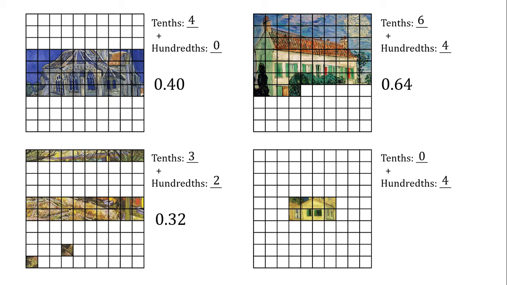And finally, in the bottom right, we have 0/10 and 4 hundredths, and you can just call that 4 hundredths. So there's going to be a 0 in the tenths place and a 4 in the hundredths place. Do you see a pattern? We're always making sure we follow the place value. The tenths go in the first place after the decimal point, and then the extra hundredths go into the second place after the decimal point.